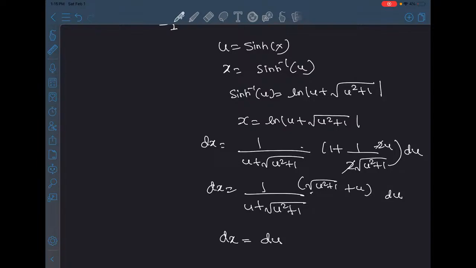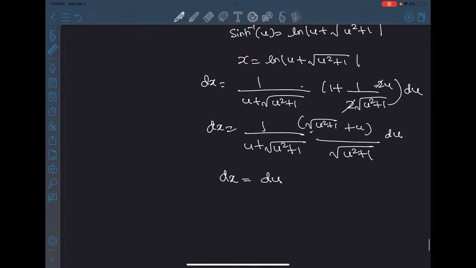X is the sinh inverse of u. 1 by u, and then 1 plus 1 is 2u. Oh, wait. Okay, okay, over here. Now divide by root of u square. I forgot this one. So now dx is just 1 by square root of u square plus 1 du.